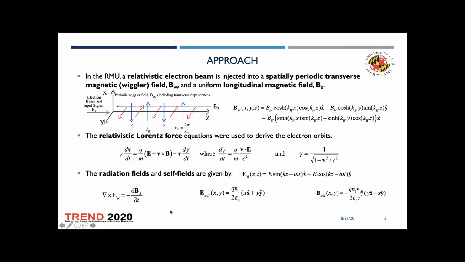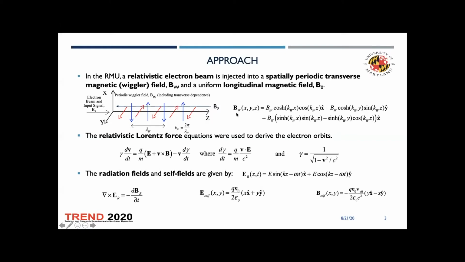So the way that the RMU is set up is shown in this schematic here. There's a relativistic electron beam injected into the spatially periodic transverse magnetic field. We call this a Wiggler field. It oscillates uniformly in the X and the Y directions and propagates along the Z direction. We also had a uniform longitudinal magnetic field, this B0, which points in the negative Z direction. In this device, we input the input signal, which is the microwave radiation, and it propagates through here.